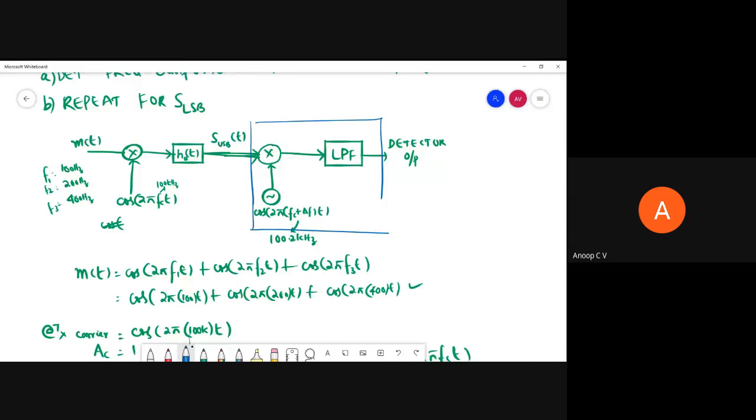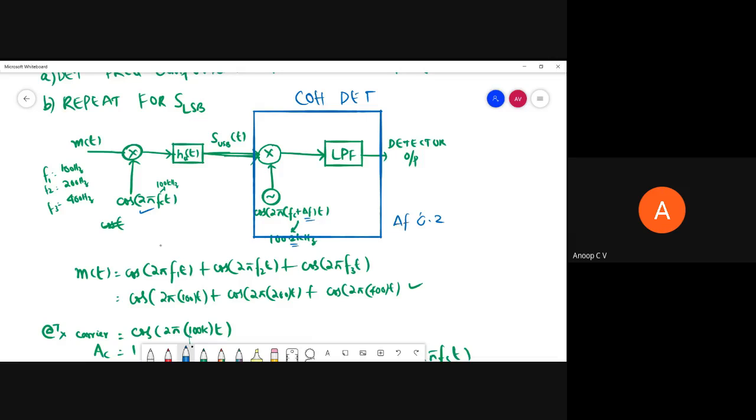So this coherent detector has a local oscillator. Actually the frequency and phase of the local oscillator should be exactly the same as this, but we do have a small offset here, say 0.2 kilohertz. There is a delta F of 0.2 kilohertz here, right?